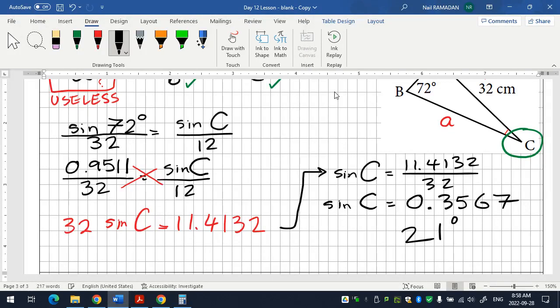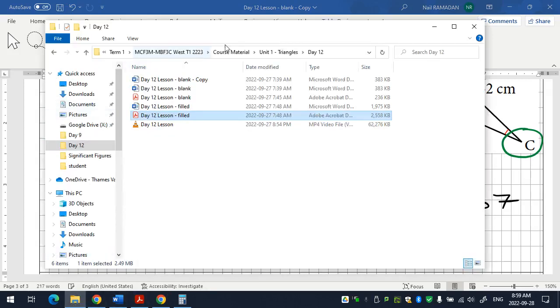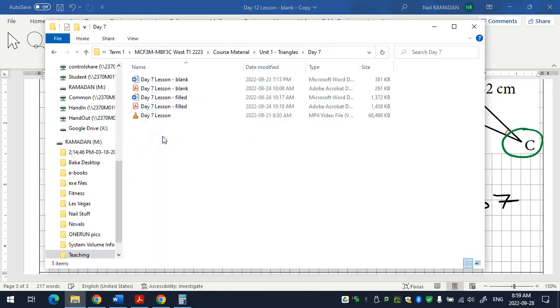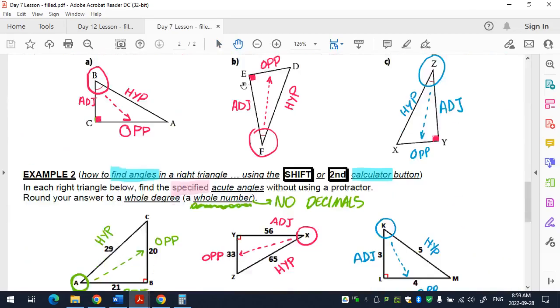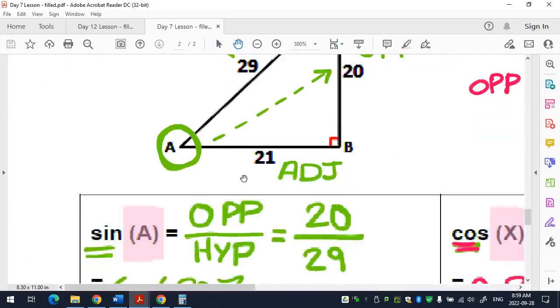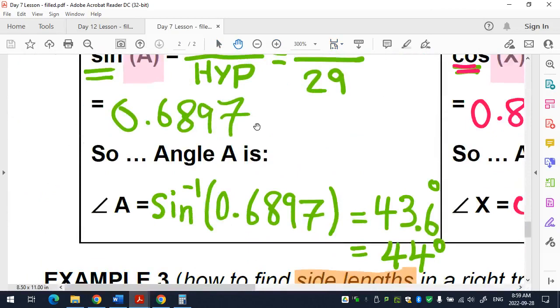Go to your notes if you have the chance now. Go to your notes from the Soka Day, which is the quiz right now. Don't worry, everyone. Look, check this out. Soka Day was day 7. Was day 7? Yes. Everyone, right here. That's how you write it. You write angle A or whatever equals sine inverse, or whatever the calculator uses, of the decimal, and that gives you that.